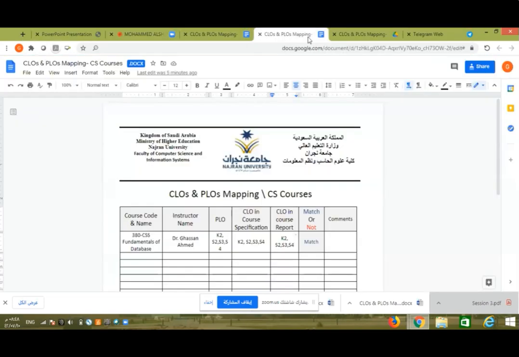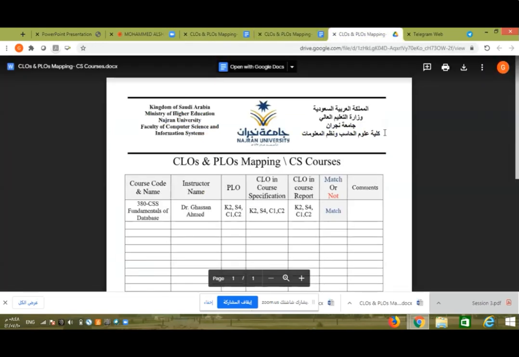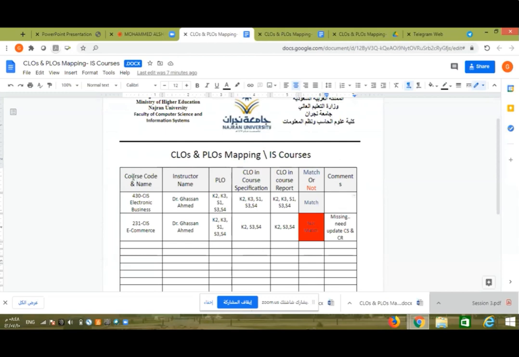The idea is like this, based on what Dr. Mohammed Alshargabi just indicated about the CLO and the importance of mapping it with the PLOs. We created 2 files. Every instructor should go to the file. For example, we will send the file. Just put his course name and code. For example, I'm teaching 430 CIS Electronic Business. His name, Dr. Ghassan.